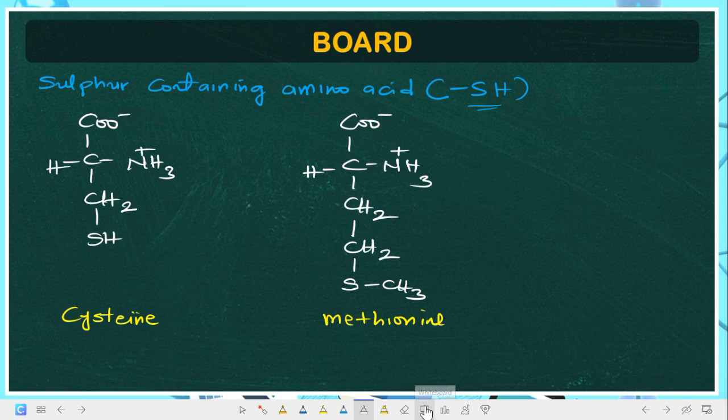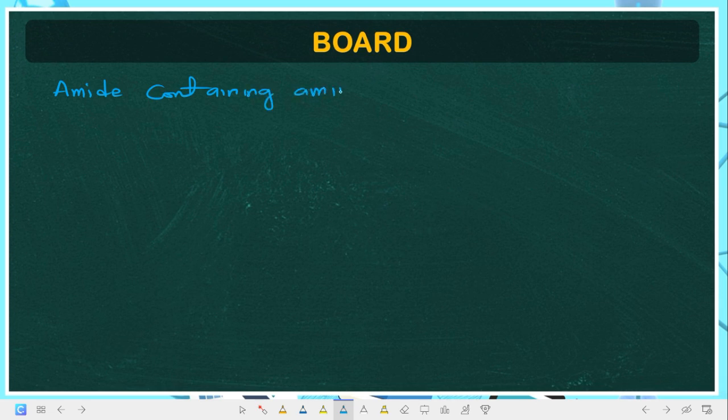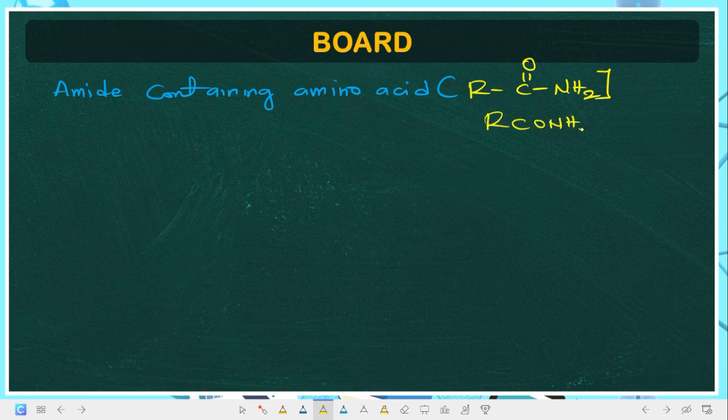The next we are going to look at are the amine containing amino acids. Now the question is, what is the structure of the amine? The amine usually has R, C double bond O, then NH2, which we can write in the condensed form as R-CO-NH2. So any amino acid that has this form is said to be an amine containing amino acid.